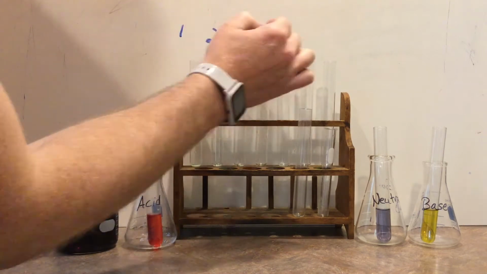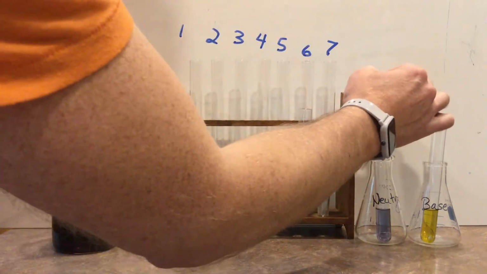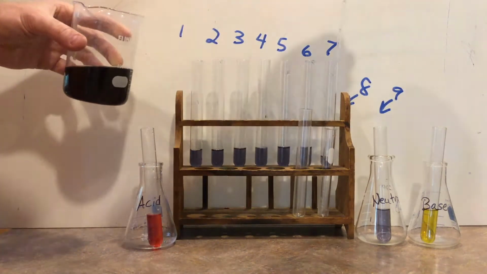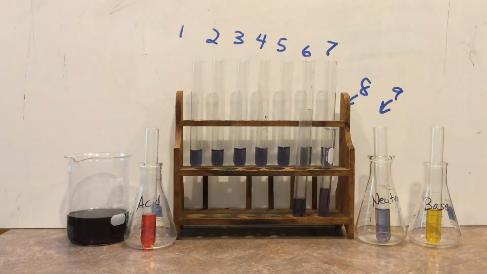Now I have randomly assigned each one of those solutions a number 1 through 9 and given them a test tube. I'll put in 2 droppers full of cabbage juice into each one of the 9 test tubes. Now we'll start by putting each one of the solutions into the test tubes, and you'll guess whether it's acid, neutral, or base. Let's start with unknown number 1.